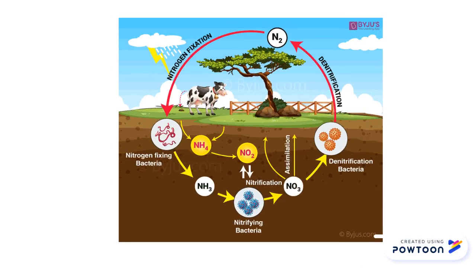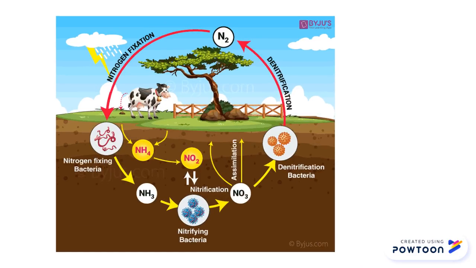Once in the soil, it finds its way to bacteria on the roots of plants. At the roots, the nitrogen is combined with hydrogen to make ammonium, in a process called nitrogen fixation. Now, ammonium is toxic, so additional bacteria combine this ammonium with oxygen in a process called nitrification. At this point, the nitrogen is in the form called nitrite.